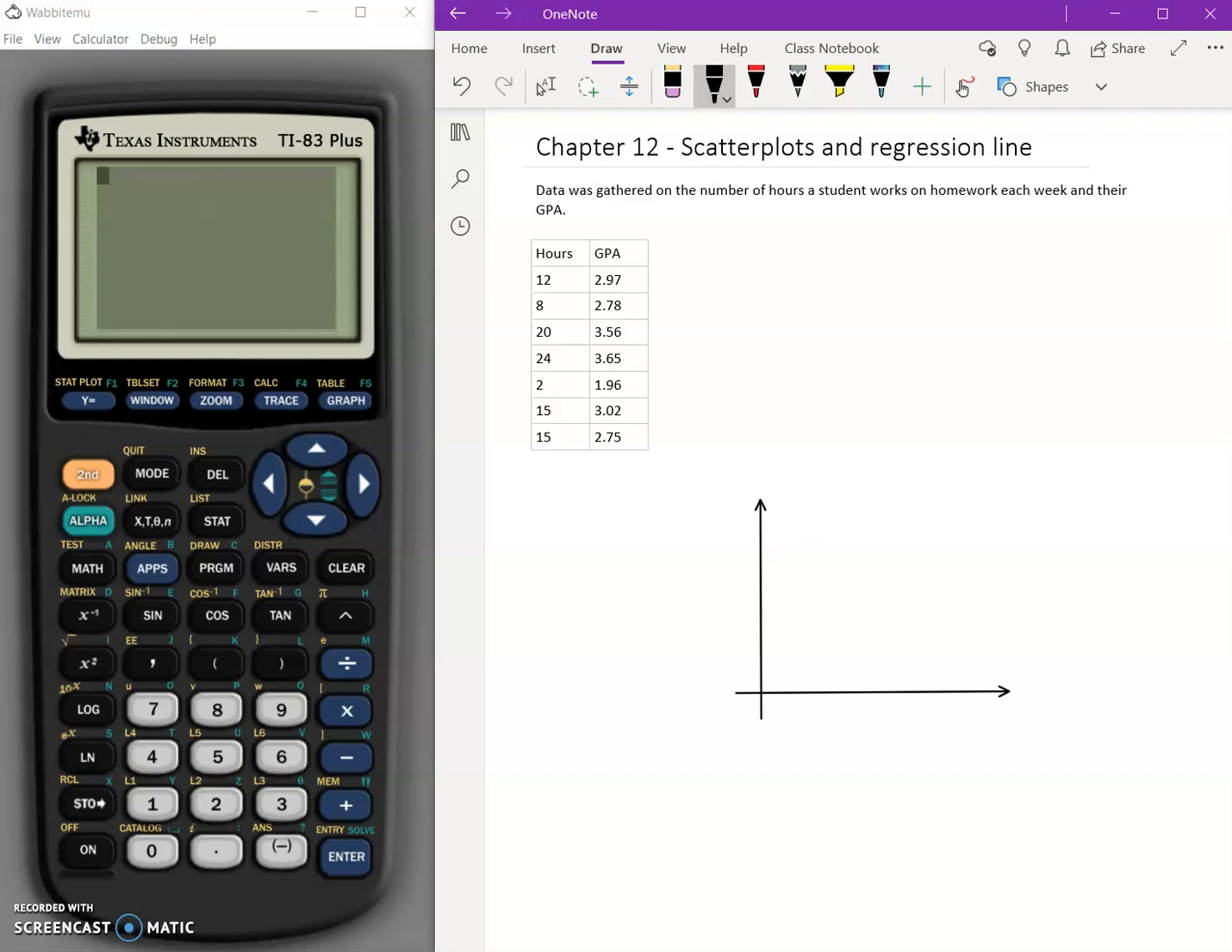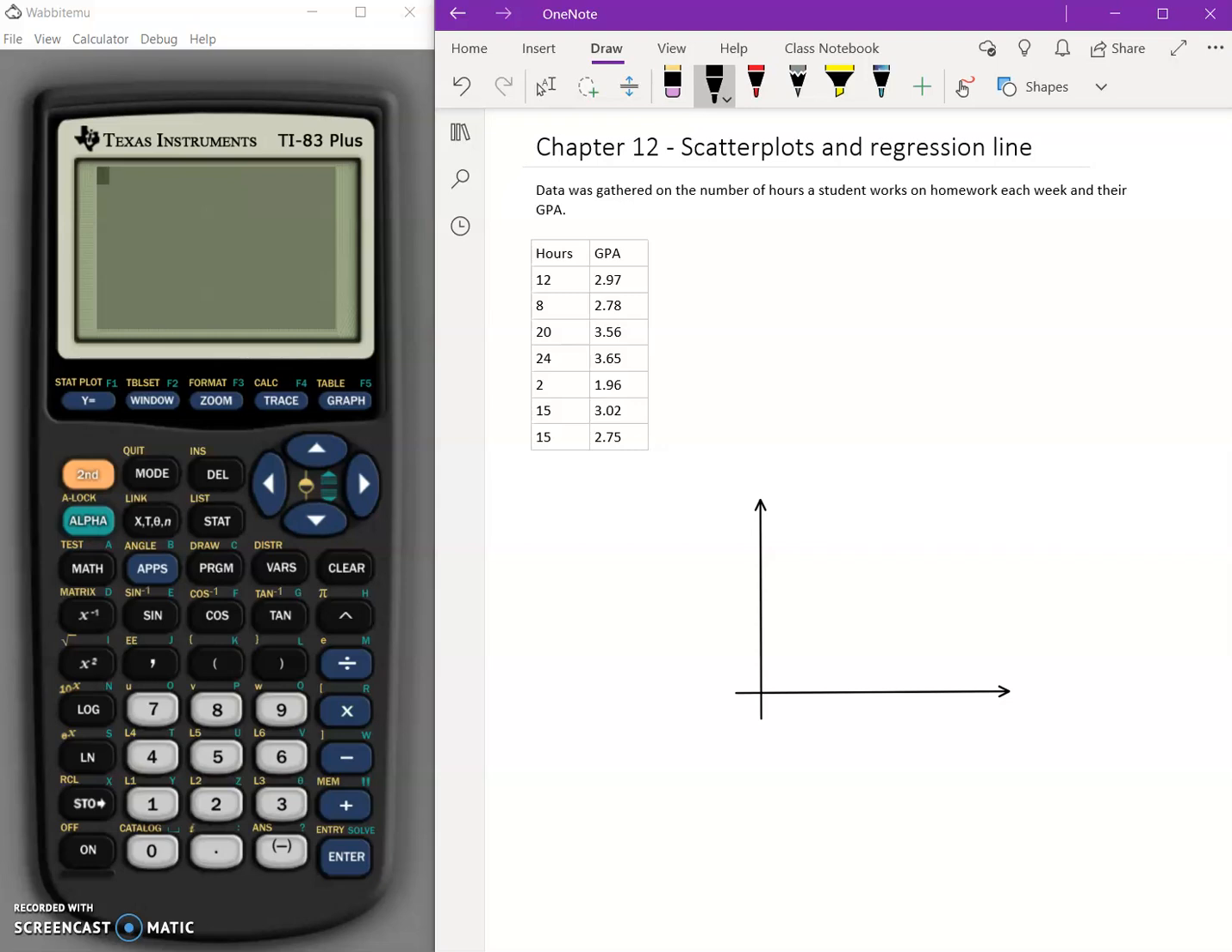Let's see how we can use the calculator to start answering some of our questions from chapter 12. What we're looking at here for chapter 12 is this question about data being gathered on the number of hours a student works on homework each week and their GPA. Remember, with scatter plots, we're looking at pairs of data. So we have the pair of someone who works 12 hours on homework each week, and their GPA is 2.97, and then 8 hours, and they have a GPA of 2.78, and so on and so forth.